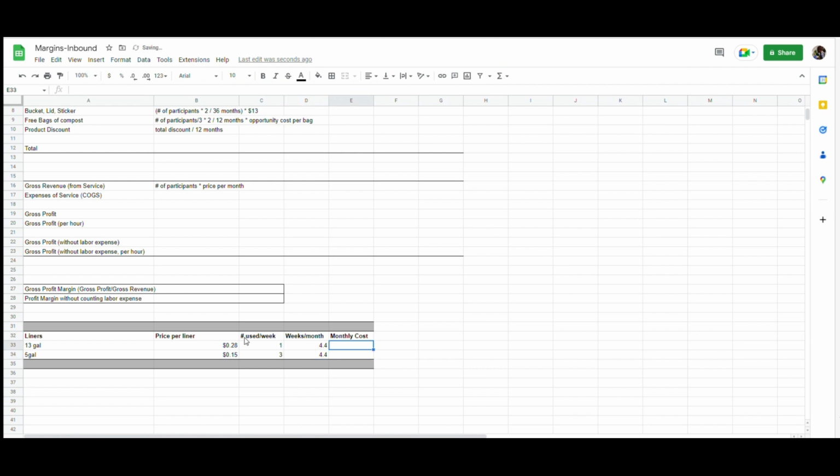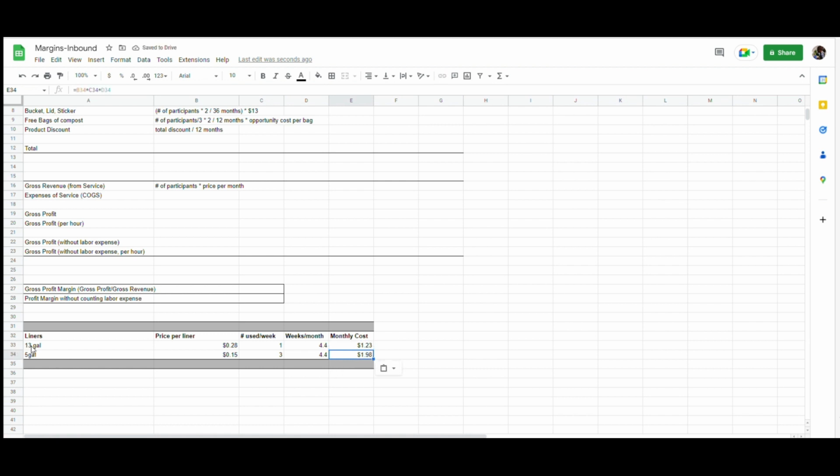Okay, now the monthly cost is going to be, if it's this kind of liner, the price for each one, how many used in a week, and how many weeks per month. So we're going to say this equals B33, that cell, times C33 times D33. And again, by putting it in like this, if we experiment with those numbers later, we can see how it changes. Now, I don't want to do the suggested thing, but yeah, we're going to have the same thing here. So I copy this, I paste it here.